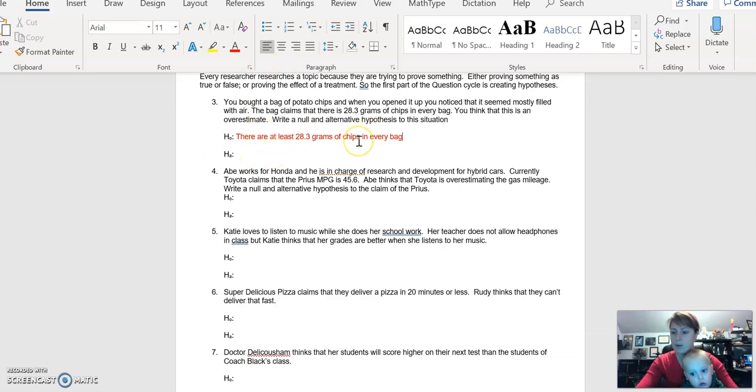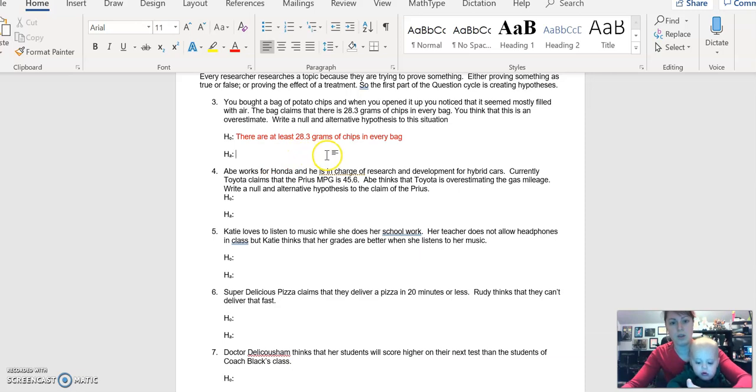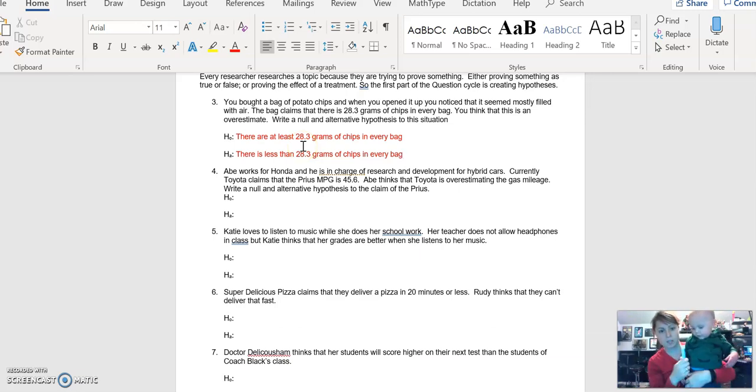So even though that's not what you think is true, that's what the null hypothesis is, because that's the currently held belief. When you do the alternative, you're just basically going to say what the opposite is. So if the null is there's at least 28.3 grams of chips in every bag, the alternative is there is less than 28.3 grams of chips in every bag. Okay. So just making sure you're doing the opposite and having to determine what the current belief is. So I'm going to jump down and take a look at number 5.